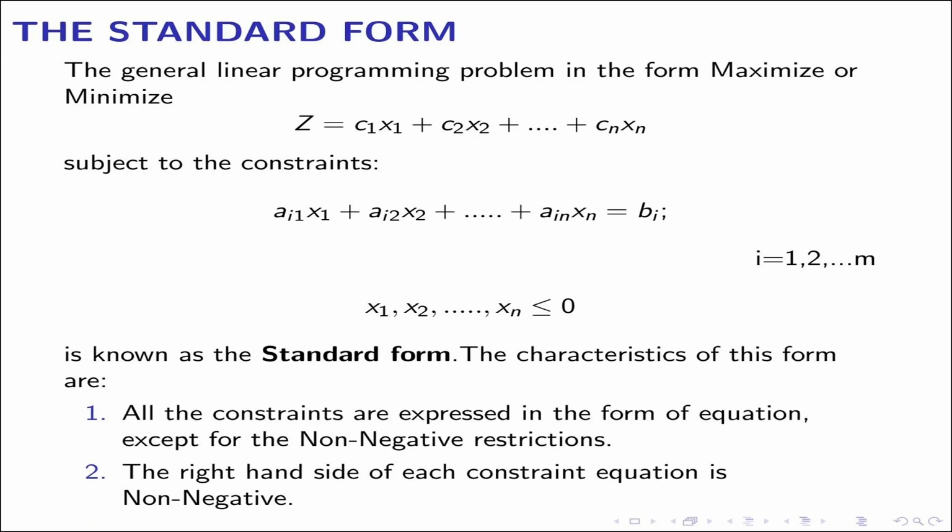Next, we will see the standard form. The general LPP in the form maximize or minimize Z = c1x1 + c2x2 + ... + cnxn subject to the constraints ai1x1 + ai2x2 + ... + ainxn = bi, and i varies from 1 to m, x1, x2, ..., xn ≥ 0 is known as the standard form. The characteristics of this form are: all the constraints are expressed in the form of equations except for the non-negative restrictions. The right hand side of each constraint equation is non-negative.